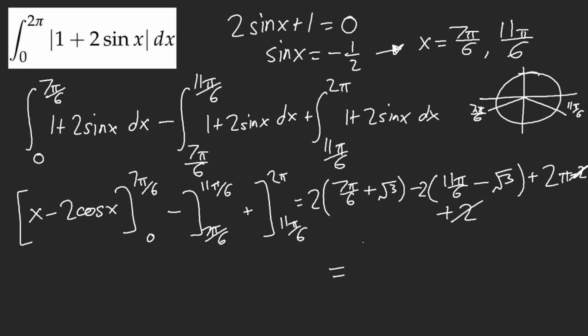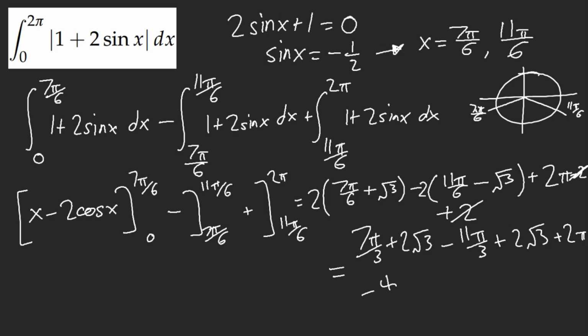Horrid. Alright. 7 pi over 3 plus 2 root 3 minus 11 pi over 3 minus 2 root 3. Oh, I'm sorry, plus. And then plus 2 pi. I am hoping I am doing this correctly. This is negative 4 pi over 3 plus 4 root 3 plus 2 pi.